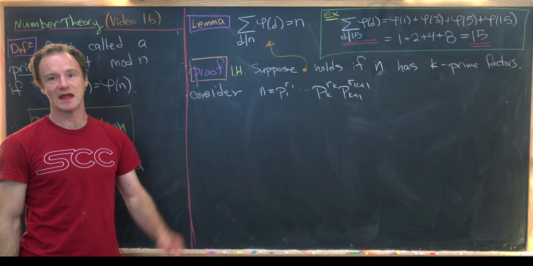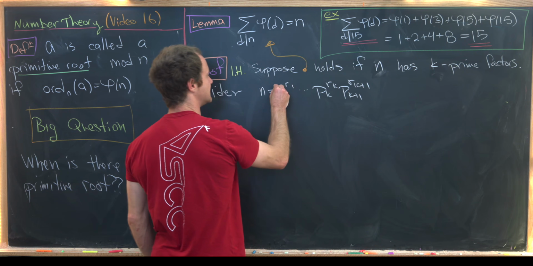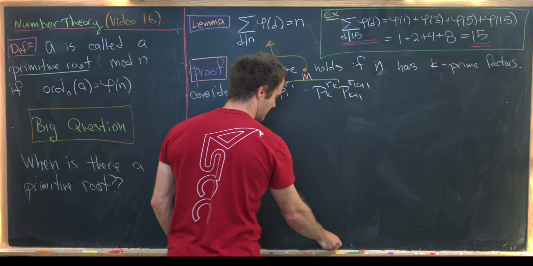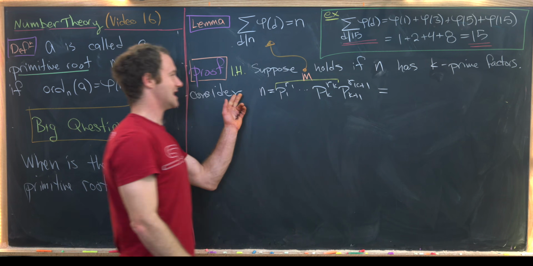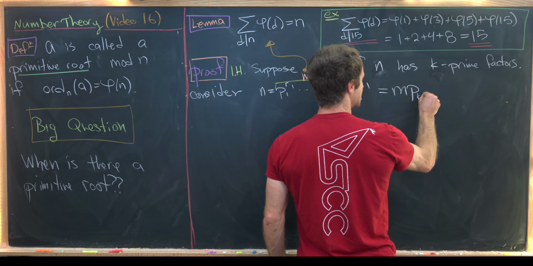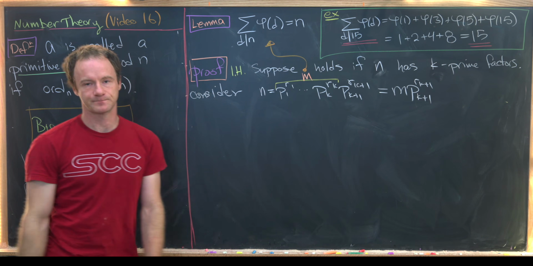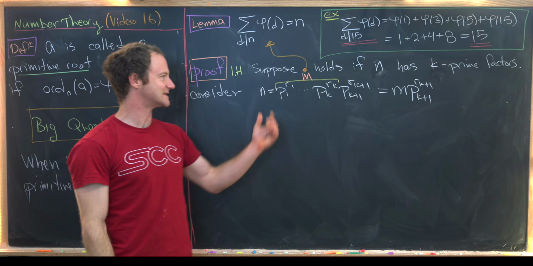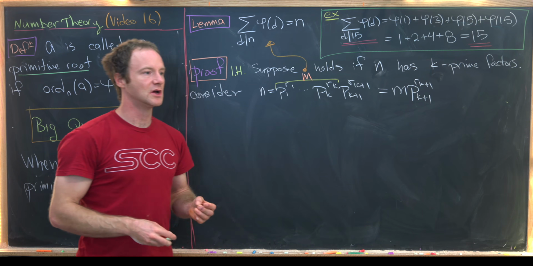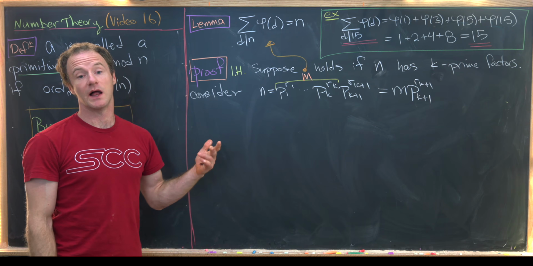Okay, so it's got k plus 1 prime factors. Then I'm going to smash all of these together into a new number, which I will call m. So in fact, we can write n as m times p sub k plus 1 to the r sub k plus 1. And now m has exactly k prime factors, which means if we can somehow create a place to use it, we can use this formula on m.